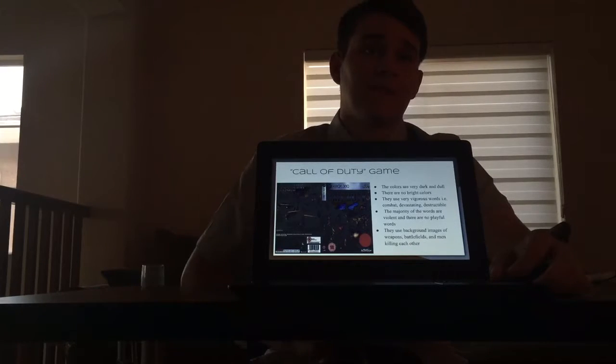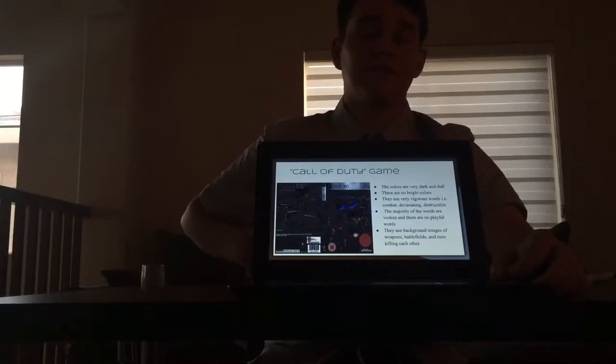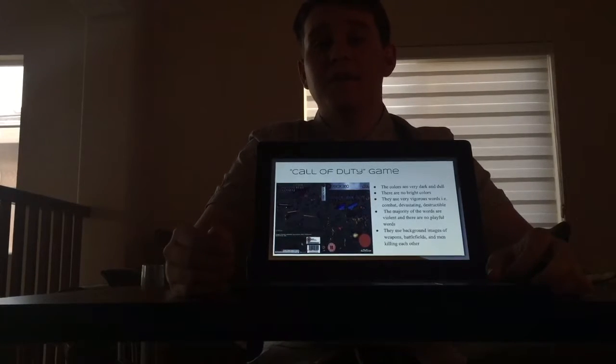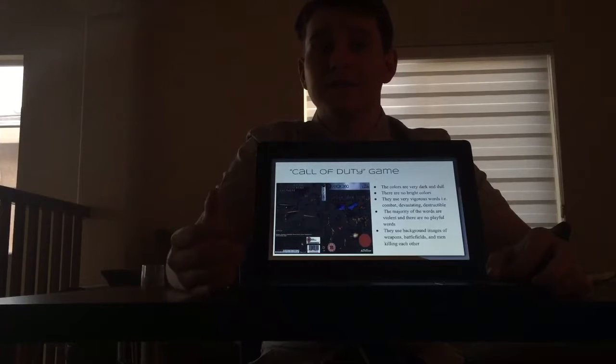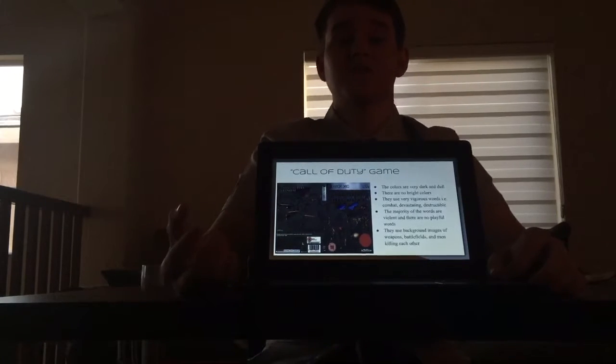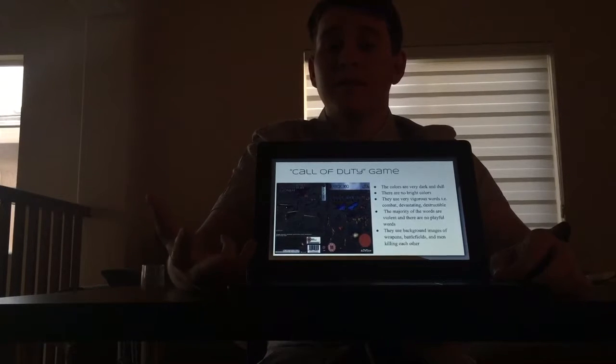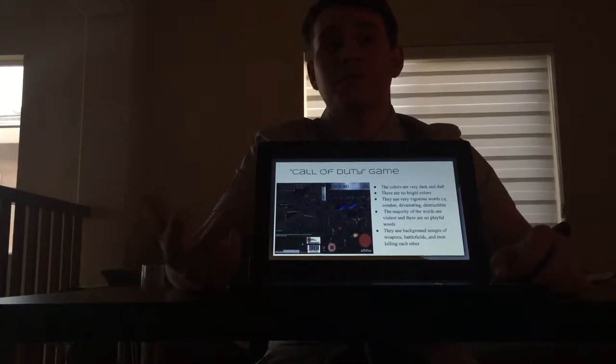Then the next thing that is noticeable about this cover is the images that it uses. The images back up the idea of revolving around violence, as the images are images of weapons, battlefields, and then men killing each other on these battlefields with these weapons.